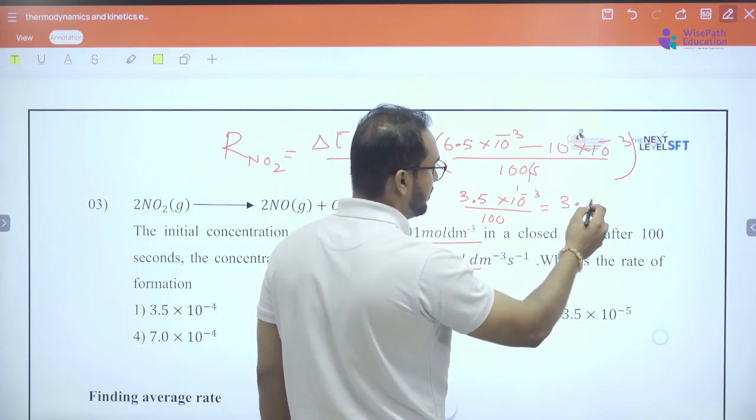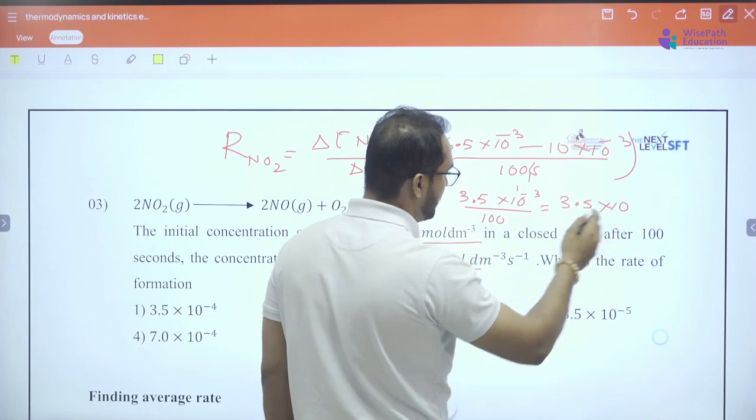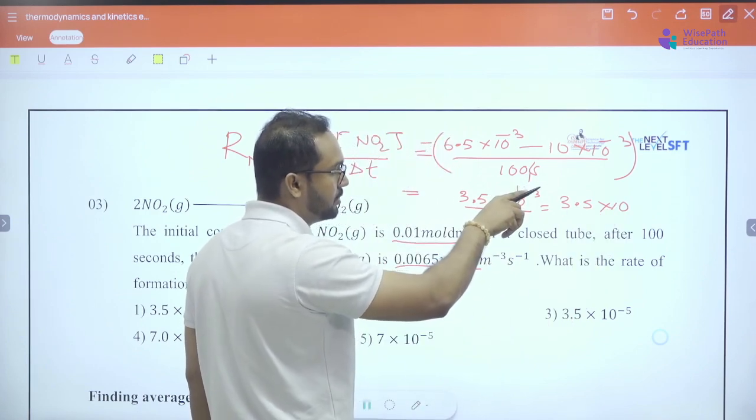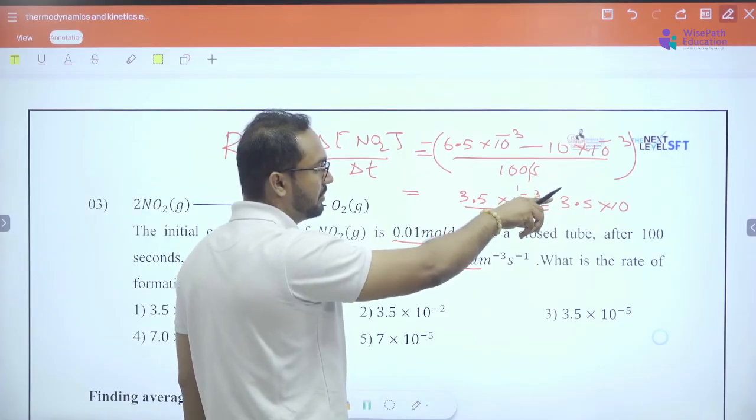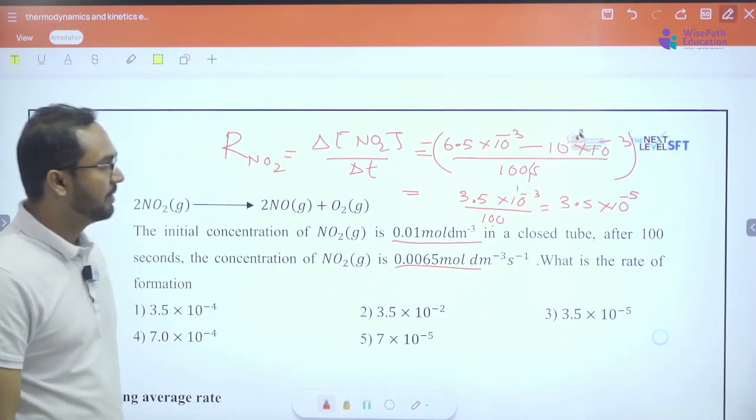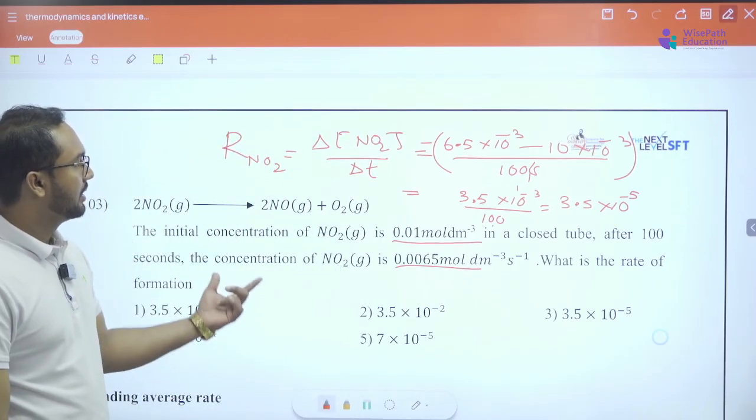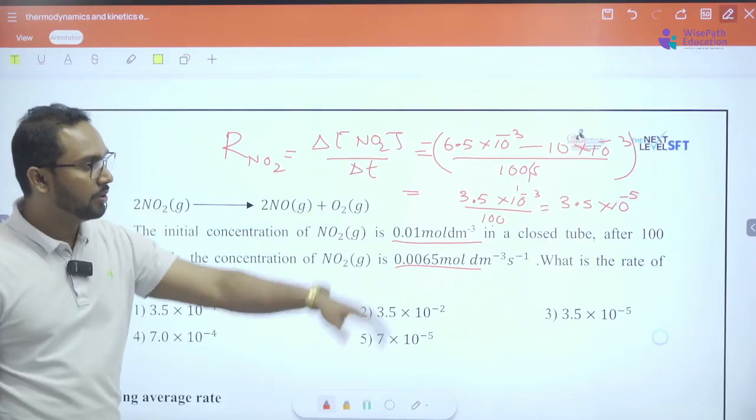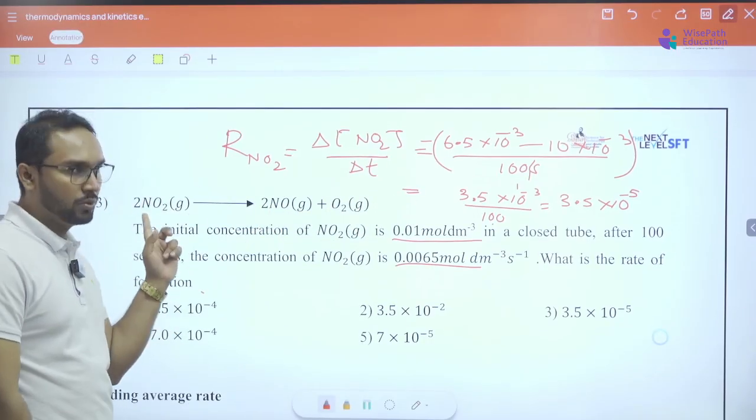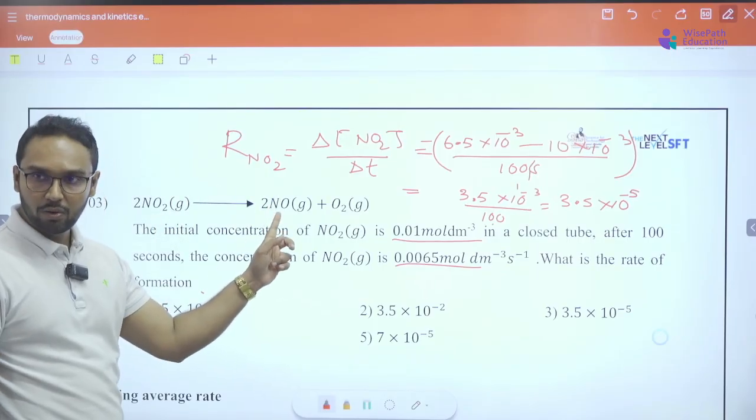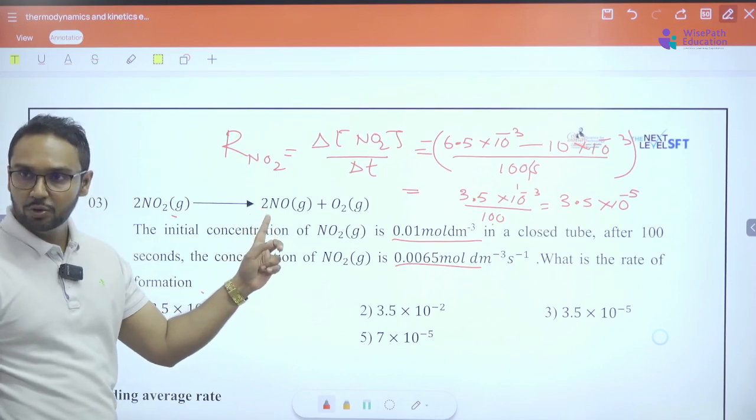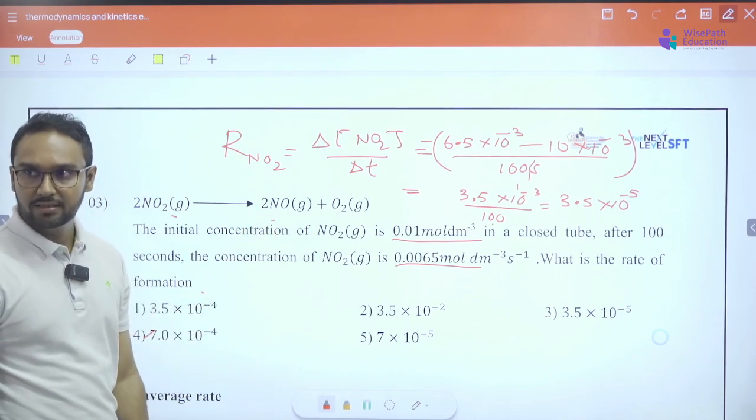And that will be how much? 3.5 into 10 to the power minus how much? If this 100 is taken to the top, that will be 10 to the power minus 2. Combining with 10 to the power minus 3, the whole thing will be 10 to the power minus 5. So 3.5 into 10 to the power minus 5 is the rate of consumption of NO2. Because the stoichiometry of NO and NO2 is equal, the rate of consumption of NO2 and the rate of formation of NO should be equal. So did you take that answer?